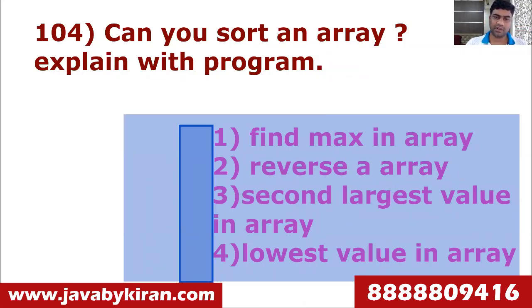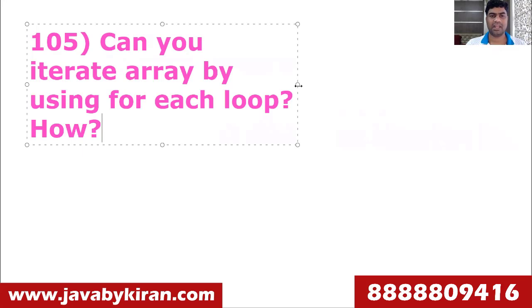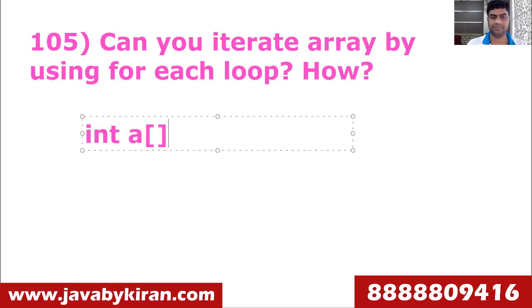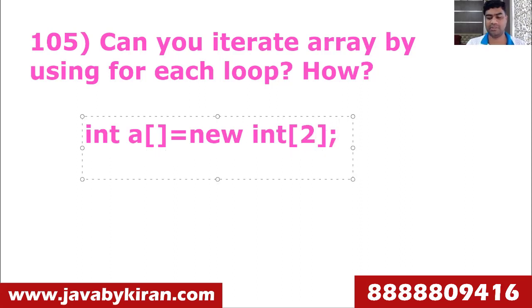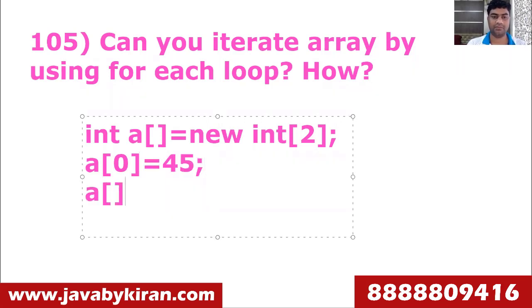Of this video, now I'm going to take the last question. Can you iterate an array by using a for each loop? You should say yes, like this. For each loop is very simple. These days, industry is using the same. So this is an array. You have, let's say, multiple elements. You just put a of 0 something, then a of 1.